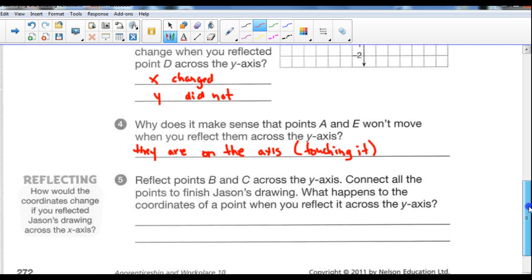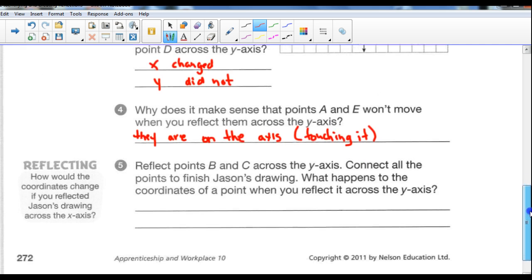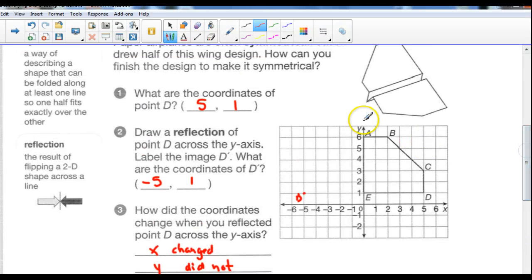Okay? Reflect points B and C across the y-axis. Connect all the points to finish Jason's drawing. What happens to the coordinates of a point when reflected across the y-axis? Okay, so A is going to stay there. There'll be A prime, and then B is going to be right here. And then C is going to be right here. Okay, so we can connect these points here, there, connect it down there. We can connect it here.